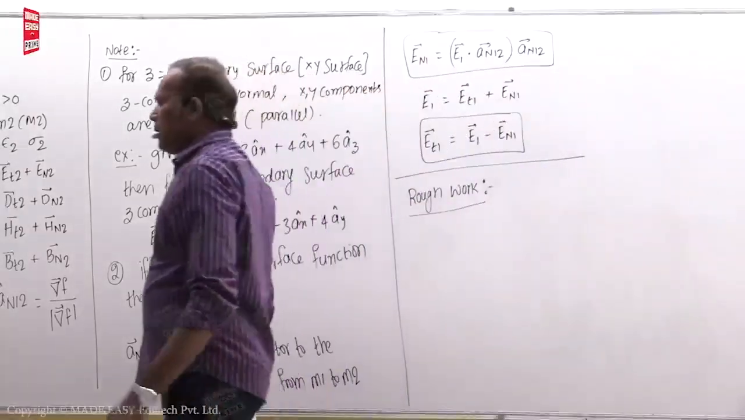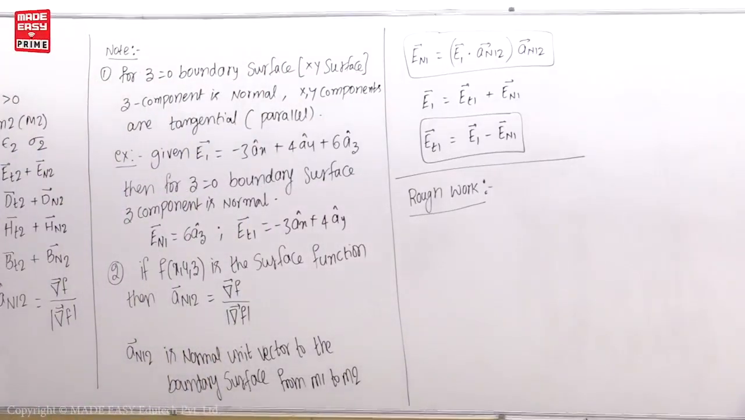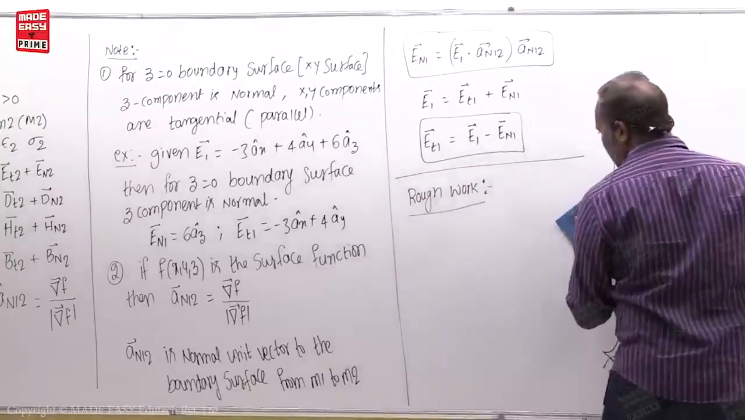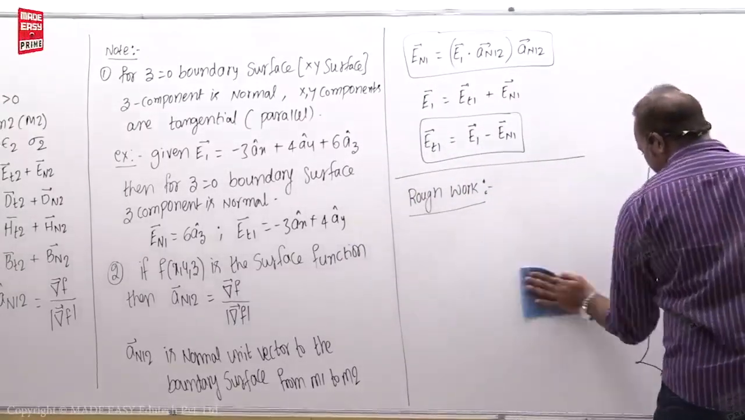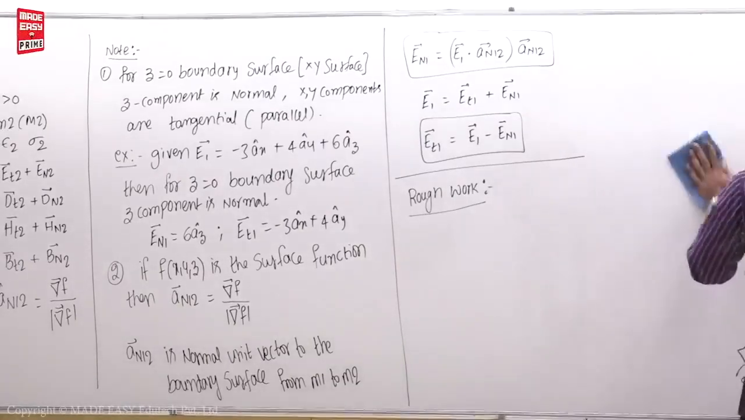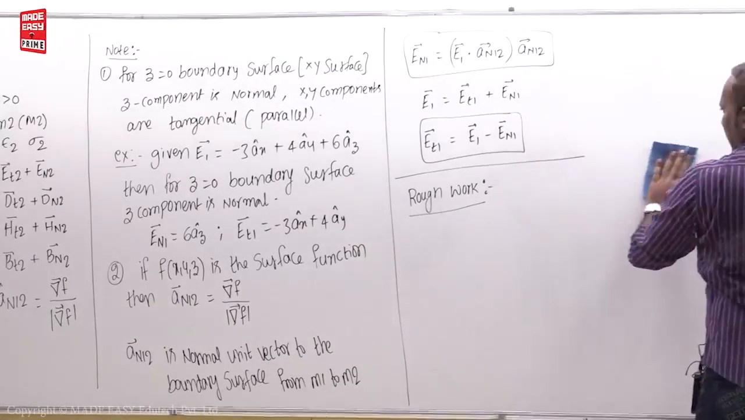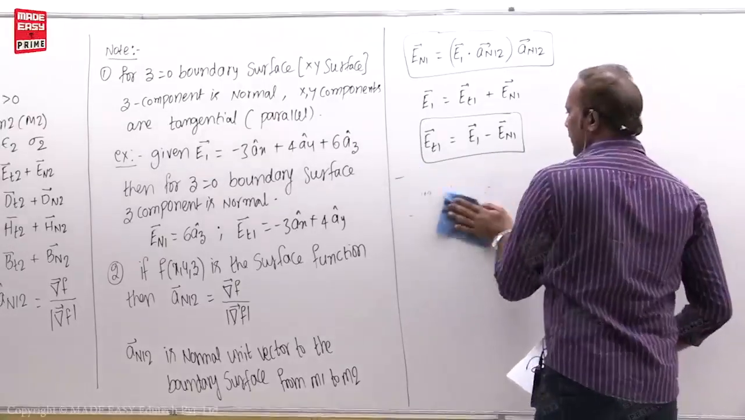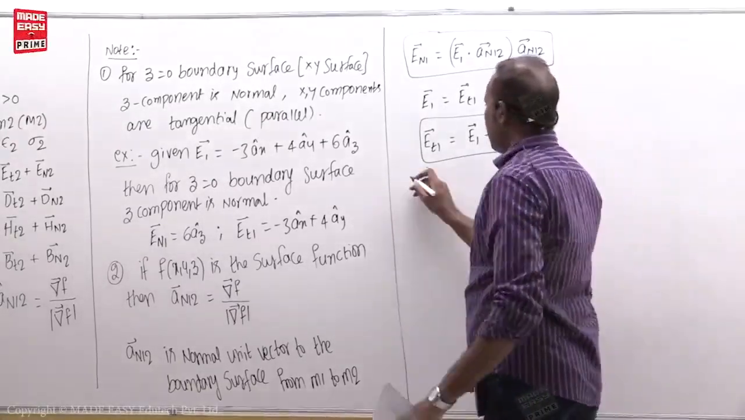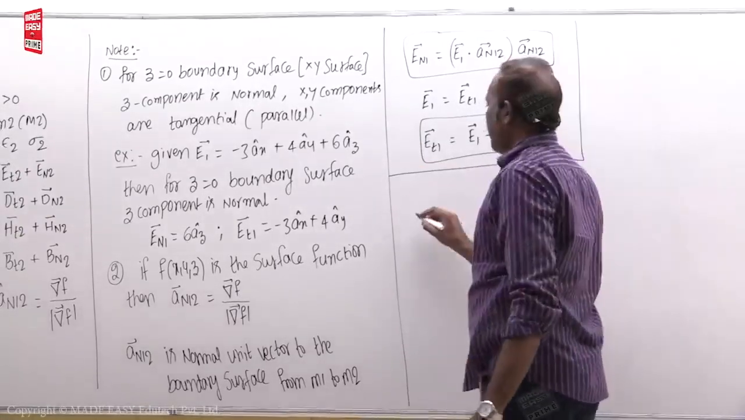So here, let us take one boundary surface. Then, boundary surface means what, students? I will write some points here. This is the note here. First point.